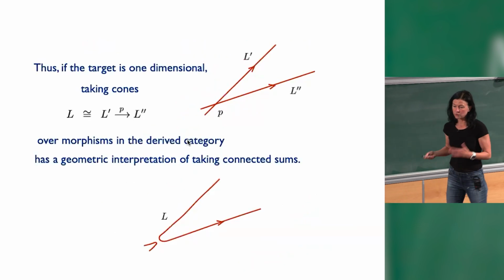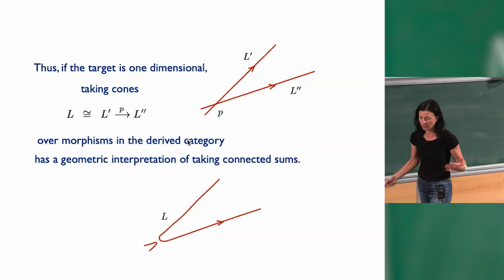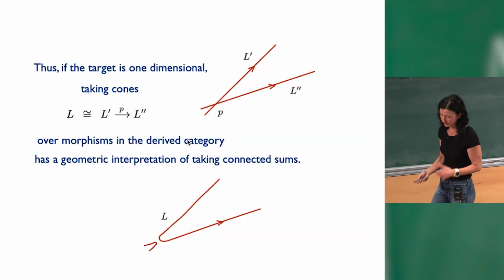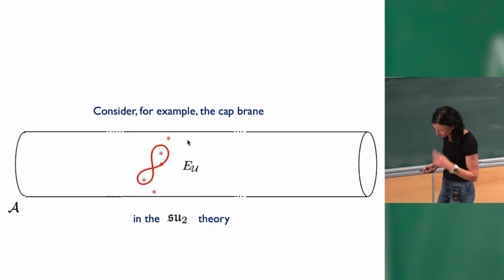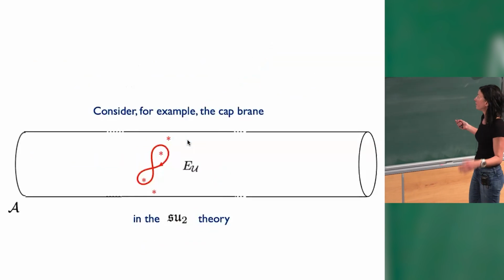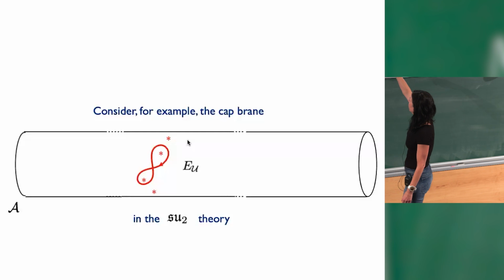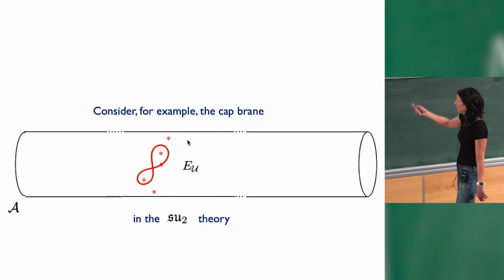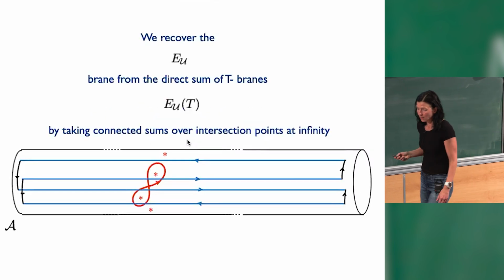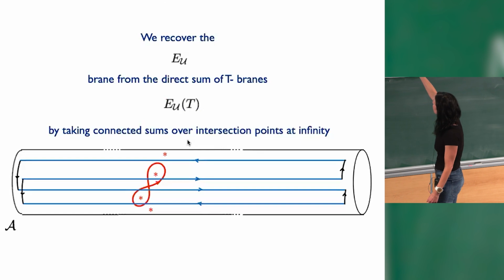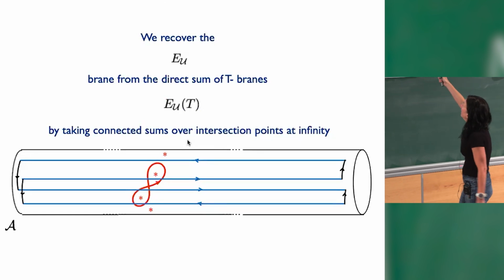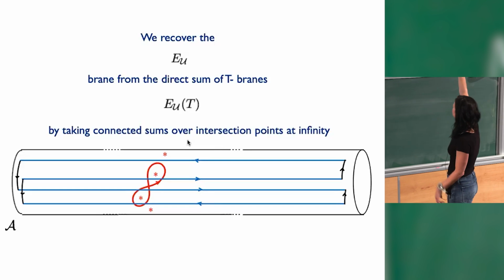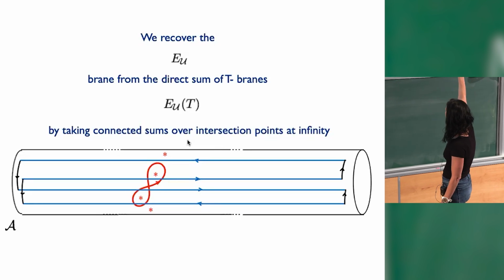So if the target is one-dimensional, taking cones has a geometric interpretation as taking connected sums. So, for example, consider the cup brane in the SU2 theory. That's the one-dimensional theory here. We can recover that brane as a direct sum of the T branes by taking connected sums over their intersection points at infinities. Okay.